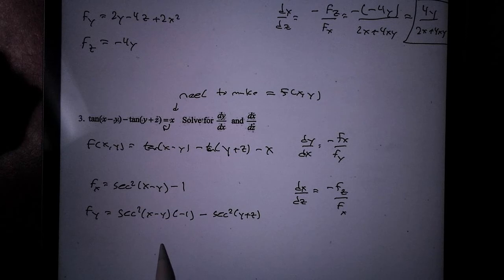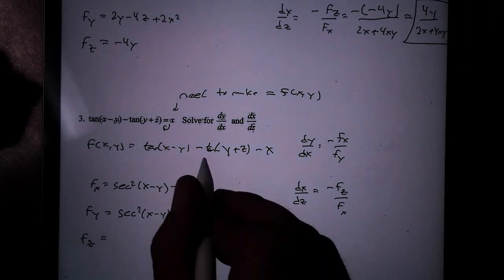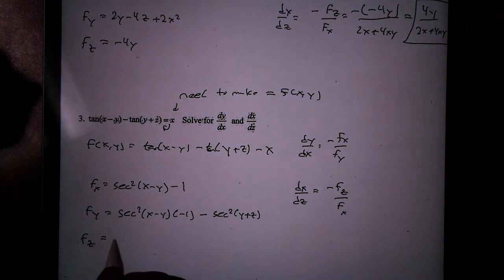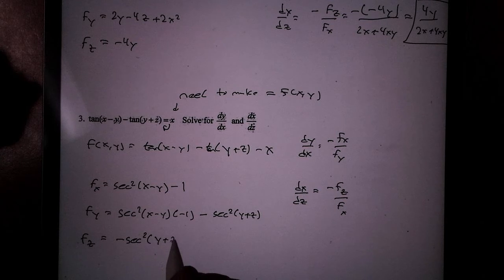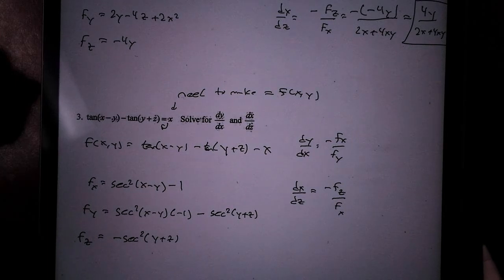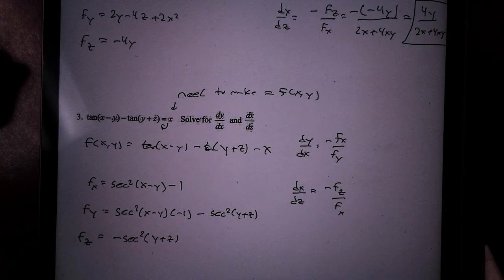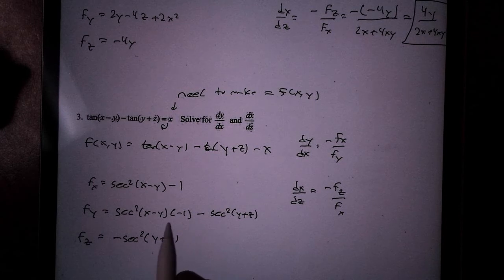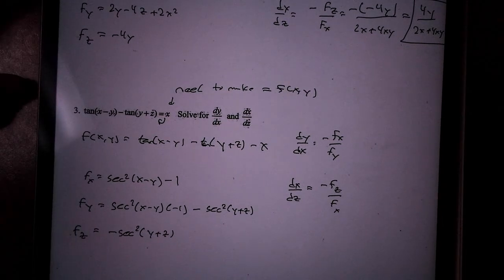And then let's see here. Then we've got to take the partial with respect to z, and this is just going to become negative secant squared of y plus z, and again, it's going to be times 1. Right there. All right, now there's a couple things you can do here. You can leave all of this alone, and that's fine.